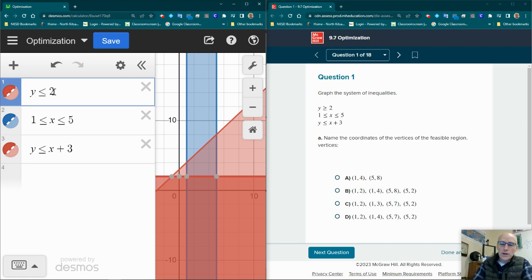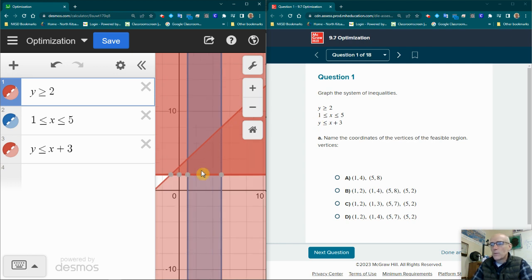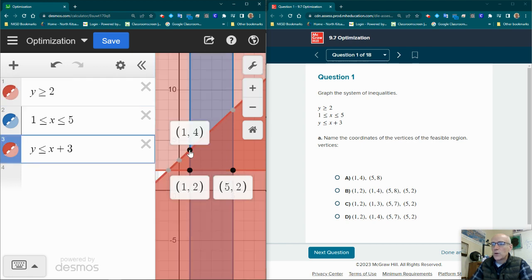So I put the wrong inequality sign in there. So let's switch that, right? So greater than or equal to. Make sure that when you're looking at your feasible region, for most of the problems, it's going to be a bounded region right here. And so what we're going to do, it says right here, name the coordinates of the vertices of the feasible region. So there's one of them right there. There's another one. If you click on the screen, it's going to keep the points there. So we're looking for those intersection points, right? So here are our 4 intersection points for our feasible region.